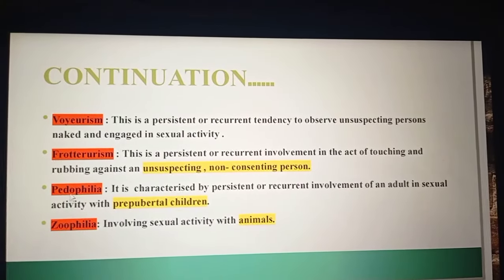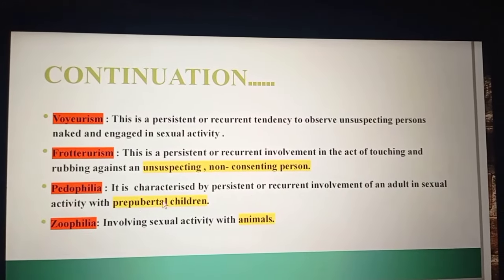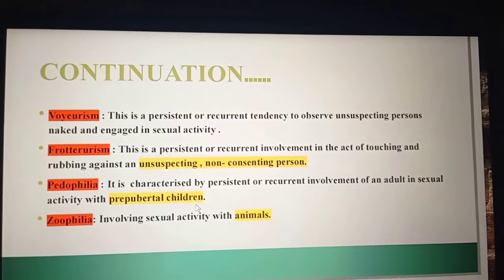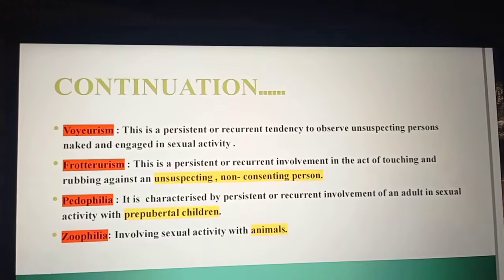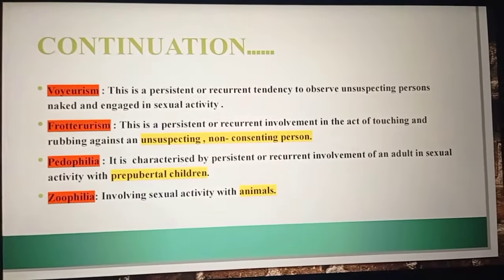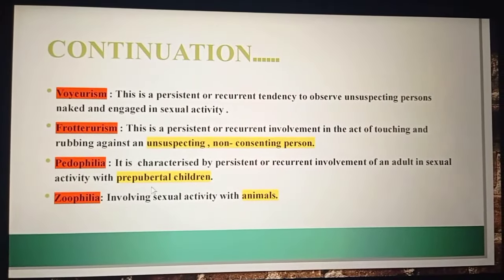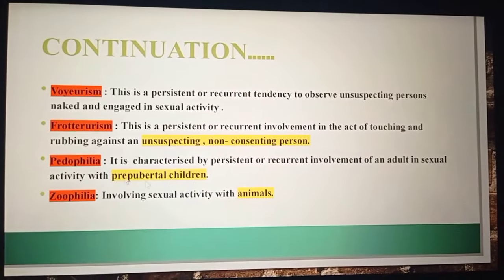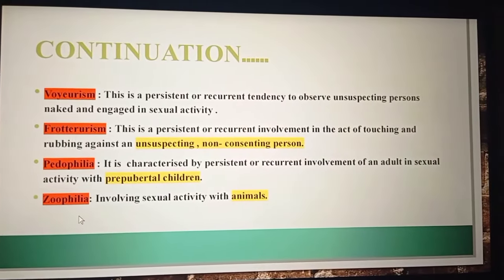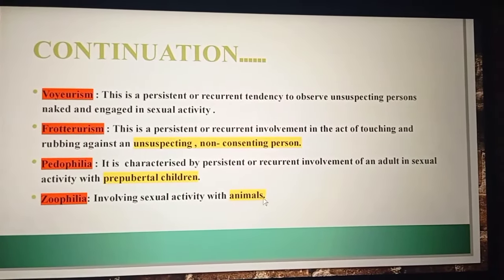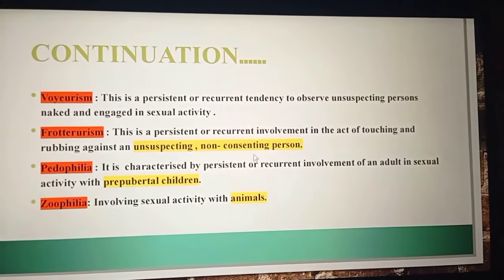Okay. Then pedophilia. It is characterized by persistent or recurrent involvement of an adult in sexual activity with pre-pubertal children. Here the individual, affected by a sexual disorder, wants to engage in sexual activity with pre-pubertal children. That is pedophilia. Then zoophilia, involving sexual activity with animals. They want to be involved in sexual activity with animals.